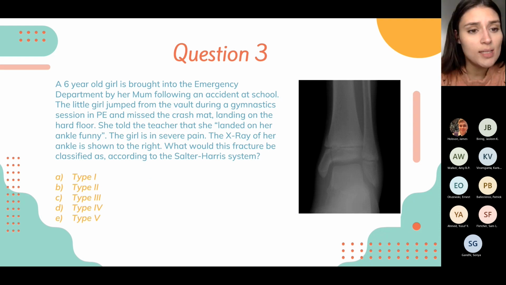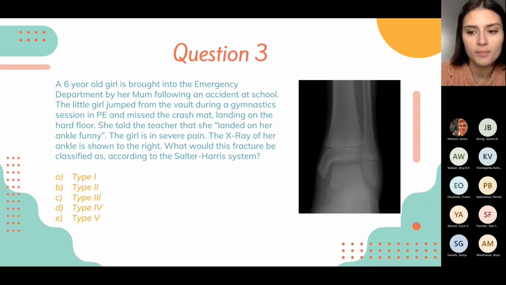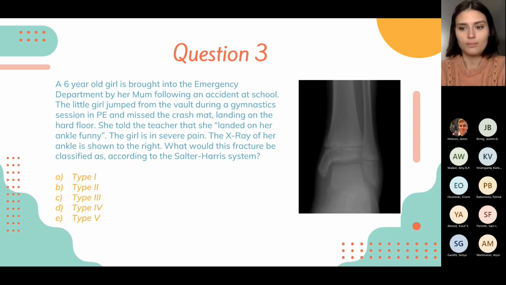Question 3. A 6-year-old girl. She's come into the ED following an accident at school. She's jumped off a vault in gymnastics, missed the crash mat, landed on a hard surface. She's told the teacher that she landed on her ankle funny. She's in a lot of pain, and this is her x-ray. I hope you can see that okay. What would this fracture be classified as according to the Salter-Harris system? I'll give you a minute.